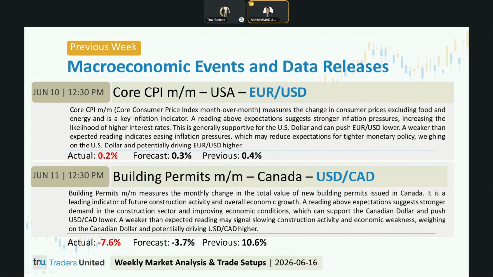The key market drivers observed are the building permits at minus 7.6% versus the forecast minus 3.7%. That's a sharp contraction in Canadian construction activity. Negative sentiment towards Canadian economic outlook, weaker Canadian dollar demand in forex markets, relative US dollar strength supported by macro positioning.